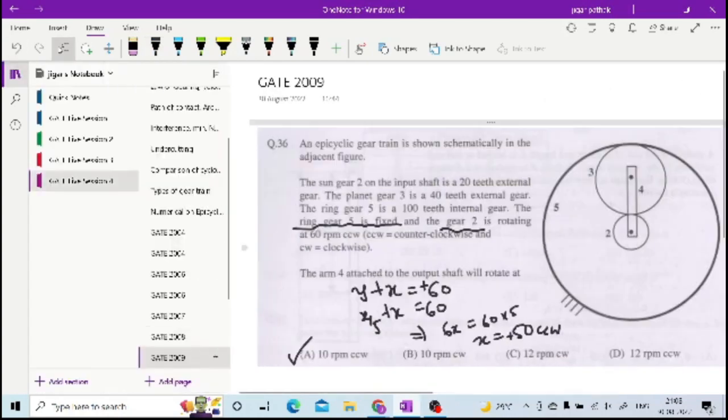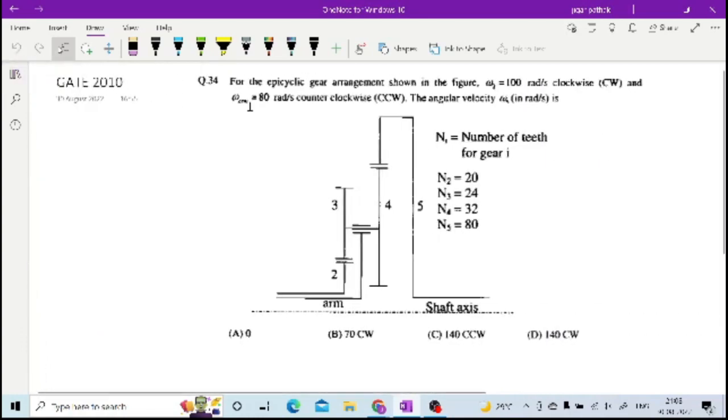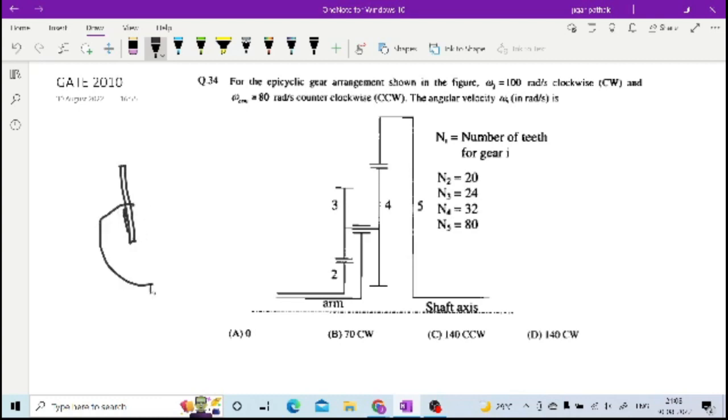Now the next is this one. So here again the same kind of question is there, but they have provided a different view, right? So what you have to do is, first you have to make this particular view in which it is more visible to you which gear is in connection to which gear, and how internally and externally meshed they are. So if you consider this is your gear 2, let me draw it again.